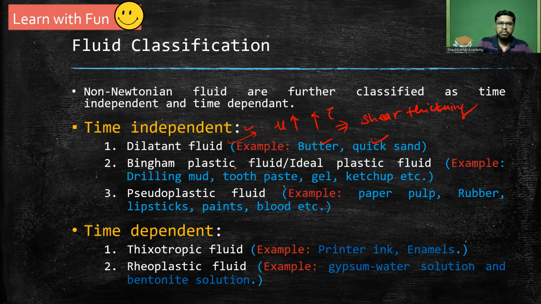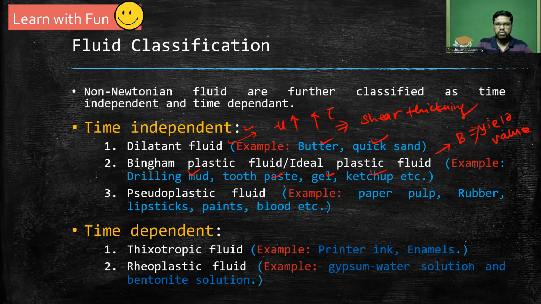Then second is the Bingham plastic fluid or ideal plastic fluid. Bingham plastic fluids or ideal plastic fluids are those fluids which possess the value of B. Means the ideal plastic fluid or Bingham plastic fluid has some yield value. And the examples for the Bingham plastic fluids are drilling mud, toothpaste, gel, ketchup, etc.